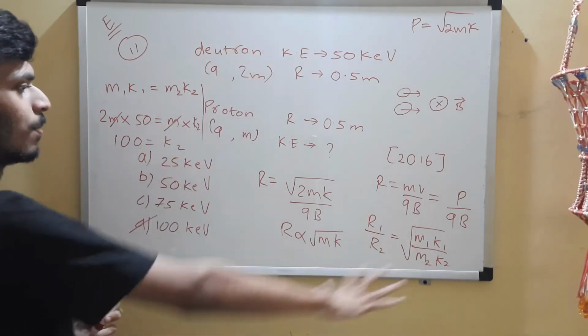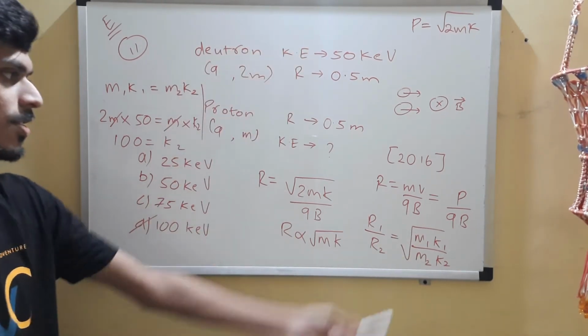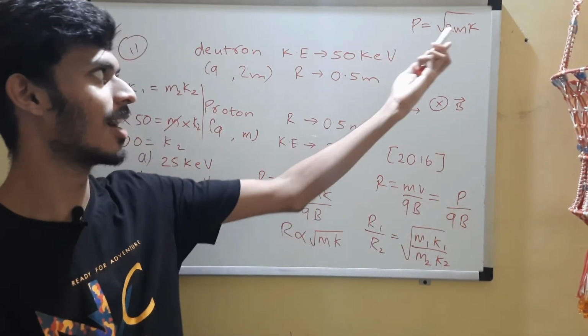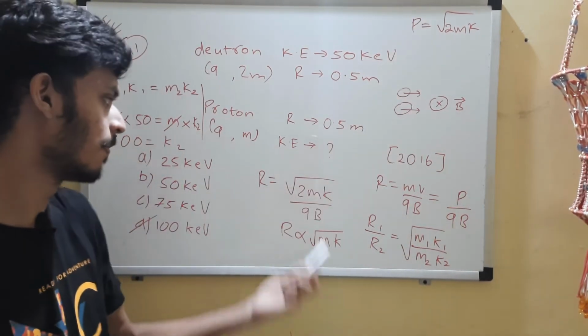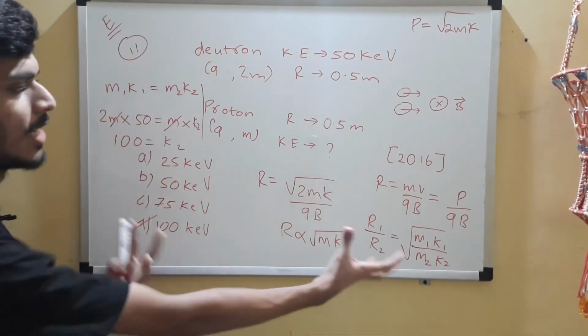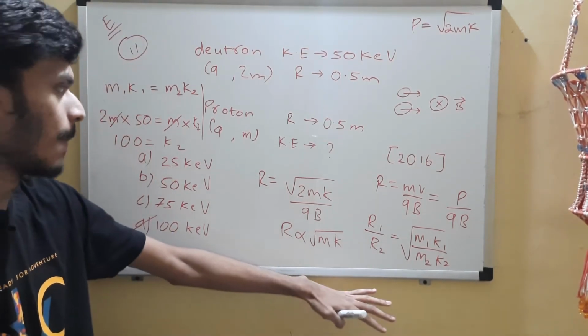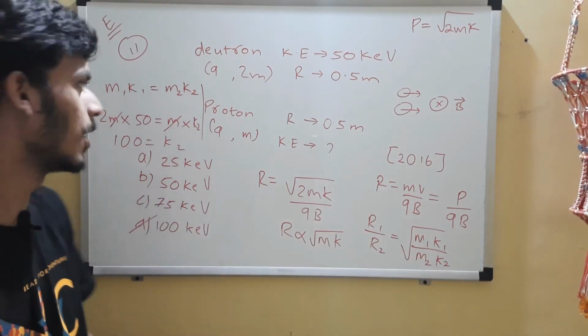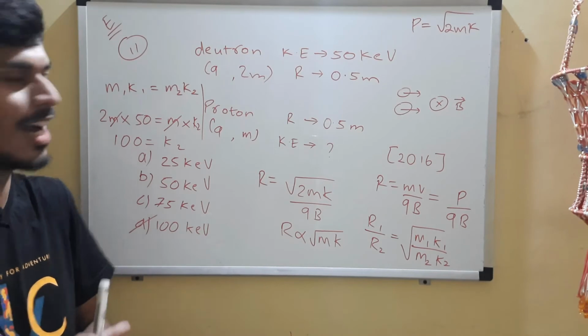I hope the approach is very simple. First we reach p by qB, then we use the relation between kinetic energy and momentum. We substituted this and did some simple manipulations from there. R1 by R2 equals under root M1 K1 by M2 K2. We solved it and we got our answer.